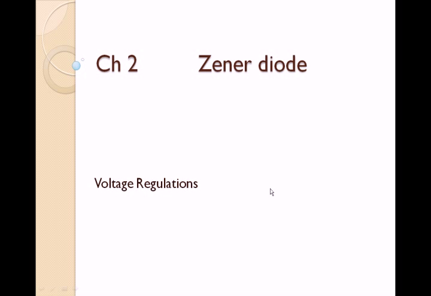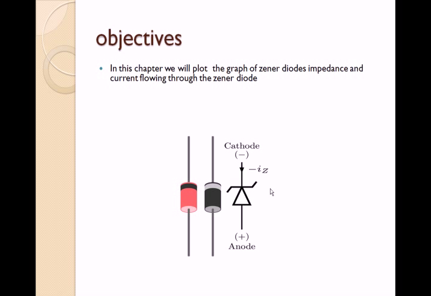In this chapter, we will study the Zener diode, which is used for voltage regulation. We will plot the graph of the Zener diode impedance against the current flowing through this diode. It is a special diode with high doping.